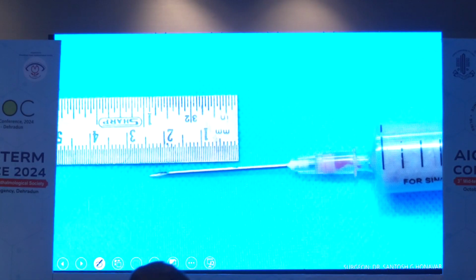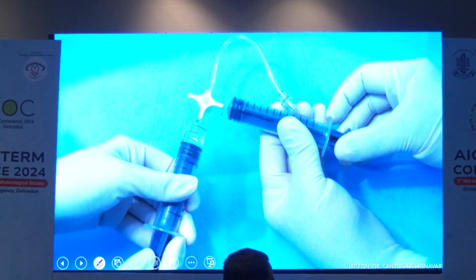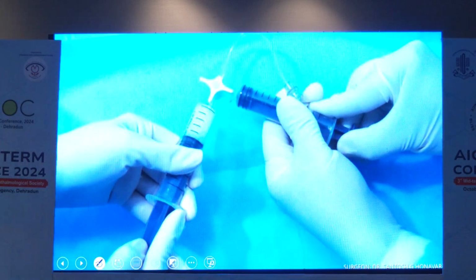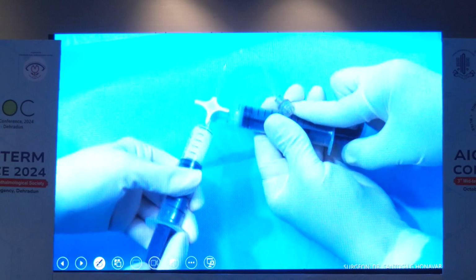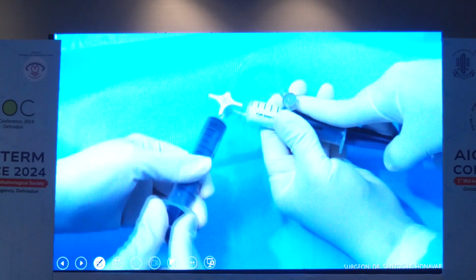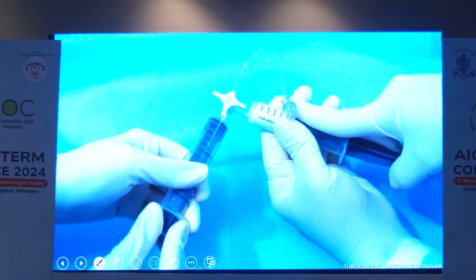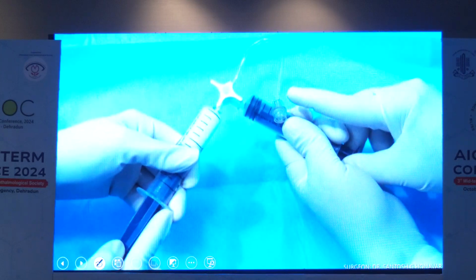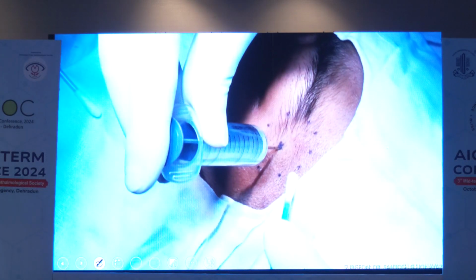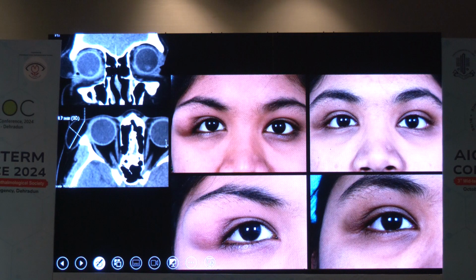Then we foam sodium tetradecyl sulfate. The needle is left in situ. The needle was inserted into the syringe only for demonstration purposes. So the needle is there, and then this is foaming, 1 to 5 foaming, and it is injected right into the lesion. And this is a different patient where you can see nice resolution of the dermoid following this injection.